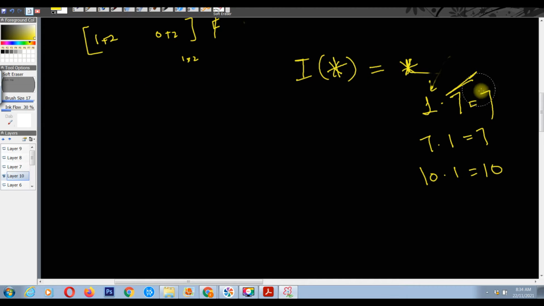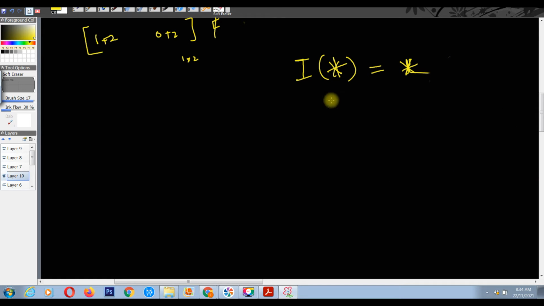Okay, we have any matrix. For example, in general, we have an n by n matrix, for i equals 1. So we have a1, a2, a3 until an.